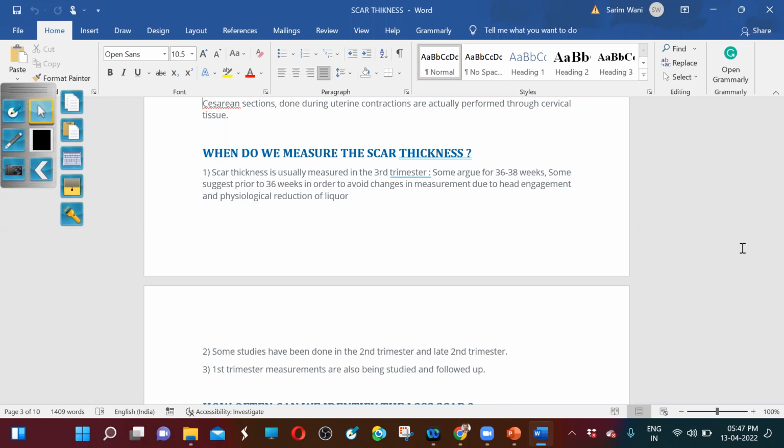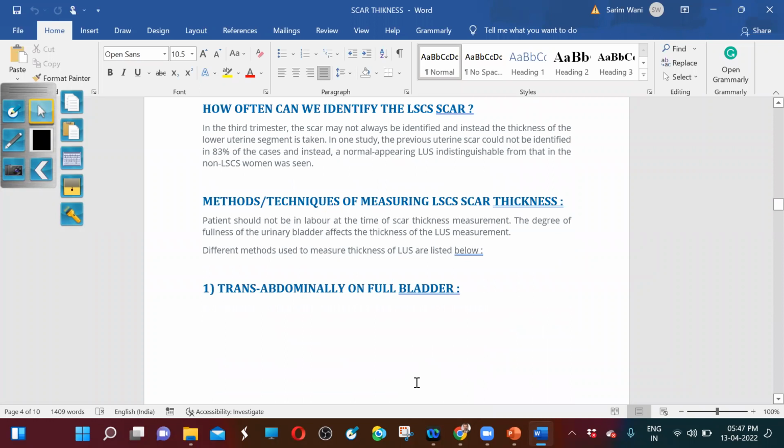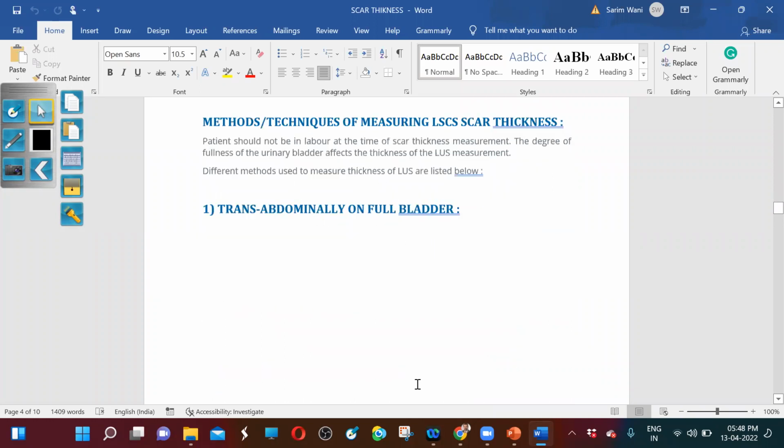We will say that we will be taking at 34 and 36 weeks. Even some studies have been done in the second trimester and late second trimester, but I will say go for 34 weeks, not after and not before that. But the point is, should I use the transabdominal approach on a full bladder?